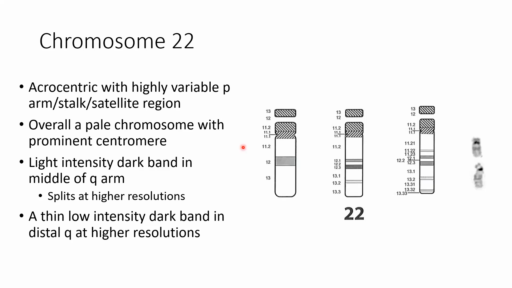Unlike 21, 22 looks a little bit more like 19 in that it stains lightly most of the way up and down. It's got a very prominent centromere, and the staining in the long arm is a lot less distinct or dark than 21 or 20, but 22 has a major dark band right in the middle, which you can see here.